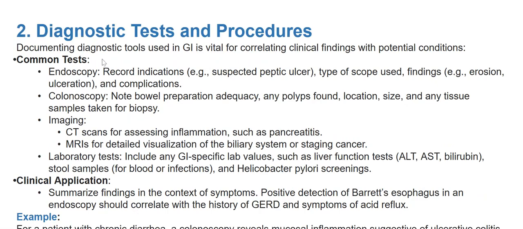Diagnostic tests and procedures. Documenting diagnostic tools used in GI, gastrointestinal, or gastroenterology is vital for correlating clinical findings with potential conditions. Common tests: we have endoscopy. Record indications, for example, suspected peptic ulcer, type of scope used, findings, for example, erosion, ulceration, and complications. Then we have colonoscopy. Note bowel preparation adequacy, any polyps found, location, size, and any tissue samples taken for biopsy.